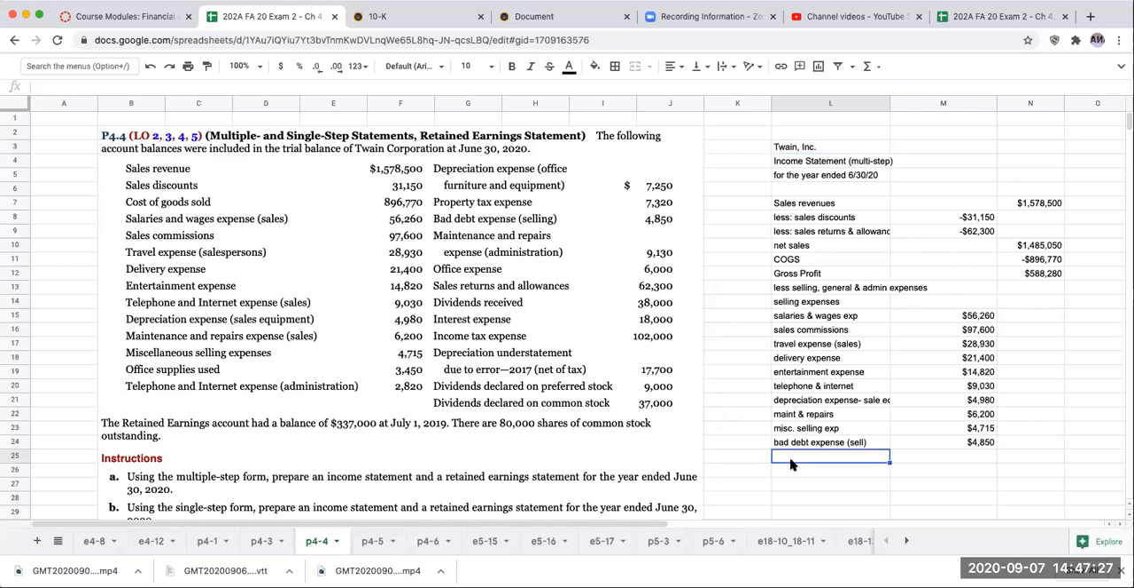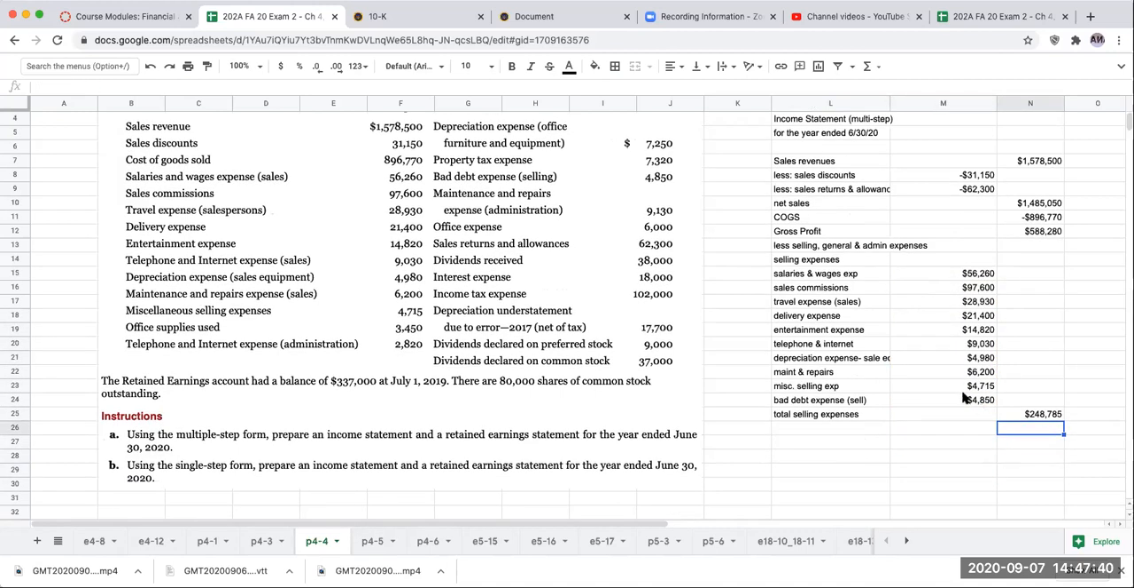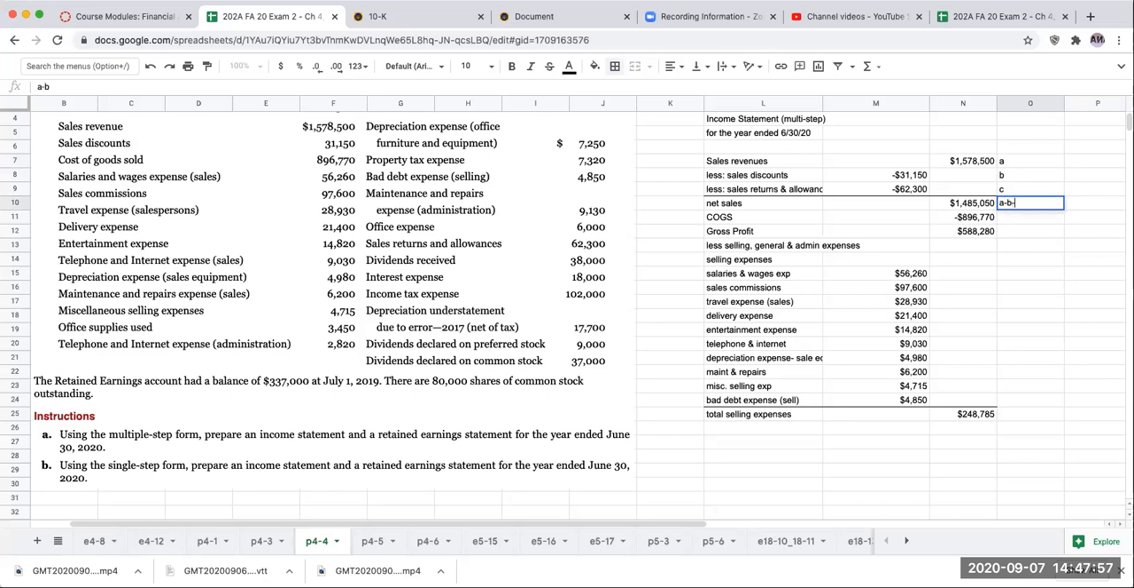So my total selling expenses are going to be $248,795. A lot of students ask me why I indent over here. The reason is that if I'm indenting this, then you know it means that I'm adding something up. So this is a sum of all those different items here.